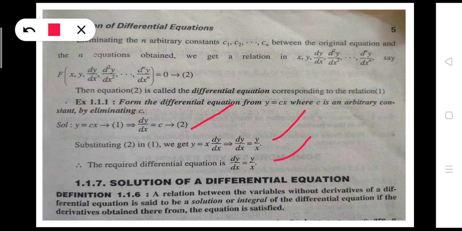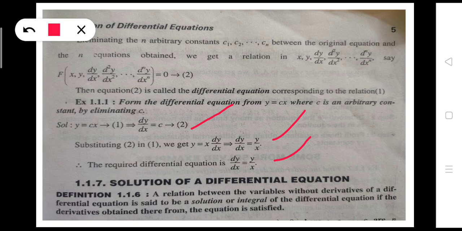Here we have only one constant c, so we got only a first order differential equation. If we have two constants, the order of the differential equation is 2. Suppose we have three constants, we get order 3, that is a third order differential equation. Suppose we have n constants, an nth order differential equation is obtained.